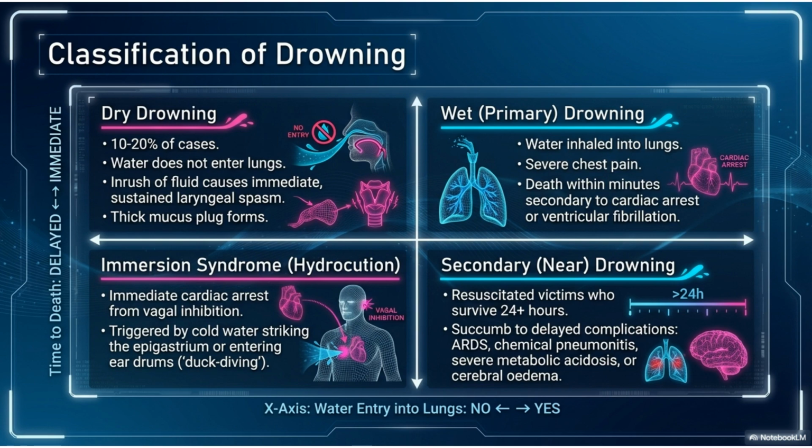Drowning is classified into 4 types. Dry drowning involves no water entering the lungs, causing immediate laryngeal spasm. Wet or primary drowning involves water inhalation leading to cardiac arrest. Immersion syndrome is immediate cardiac arrest from vagal inhibition. Secondary drowning involves delayed complications after survival for over 24 hours.